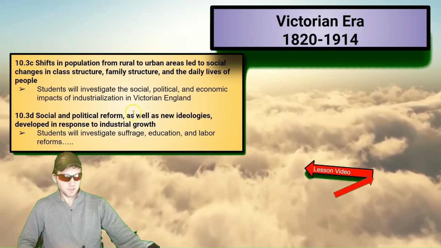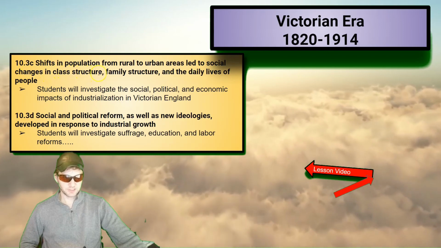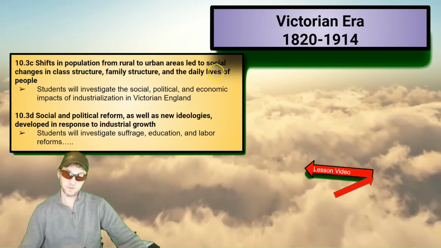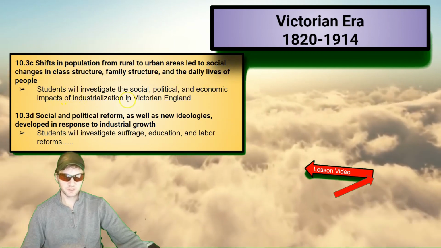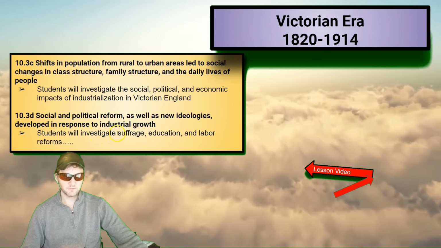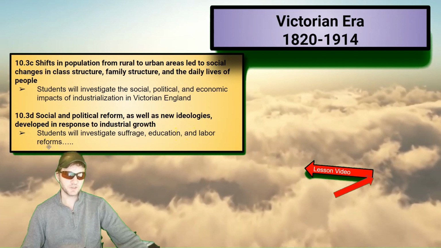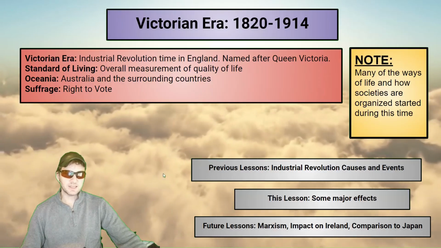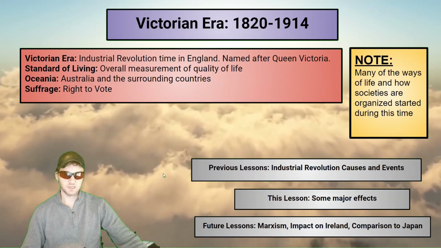So let's see if we got it. Shifts in population from the farm to the city led to social changes, class structure, yep, social changes, yep, family structure, yep, daily lives, yep. Students will investigate the social, political, economic impacts of industrialization in Victorian era England. Students will investigate voting, suffrage, yep, education, yep, and labor reforms, we did in a previous lesson. That's it for the Victorian era and the major changes that happened during the 100 years of the Industrial Revolution.